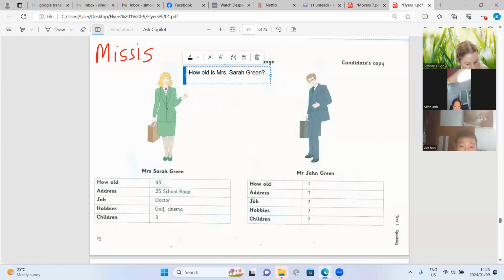Minh An must answer. Viet, I want Minh An to answer. Minh An must give me the answer. So, Minh An, how old is Mrs. Sarah Green? Mrs. Sarah Green is 45 years old.